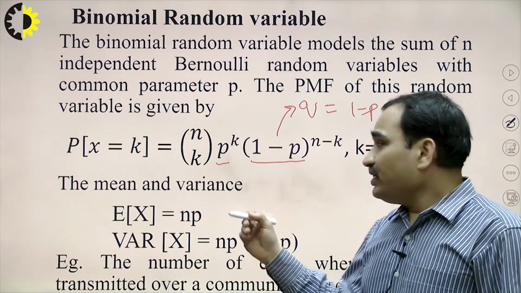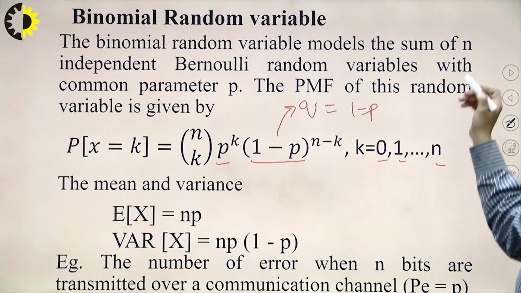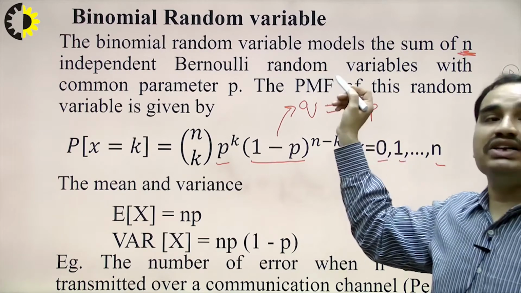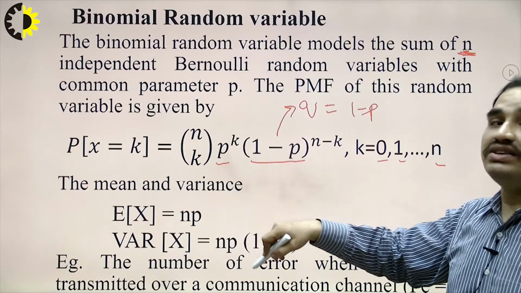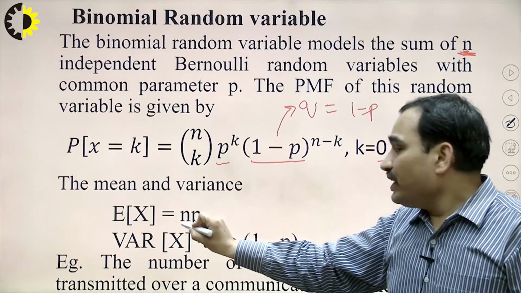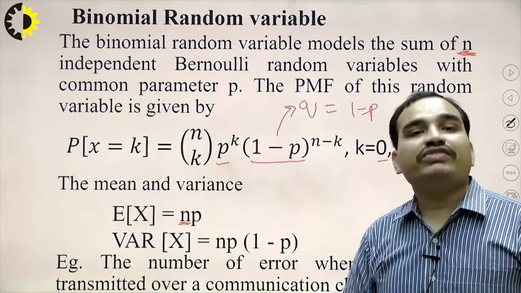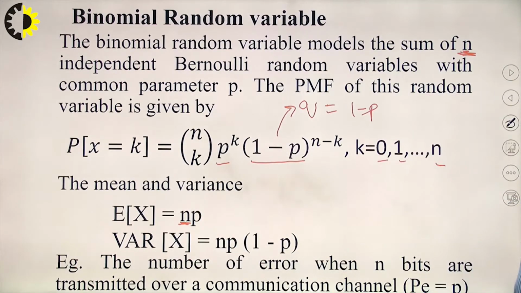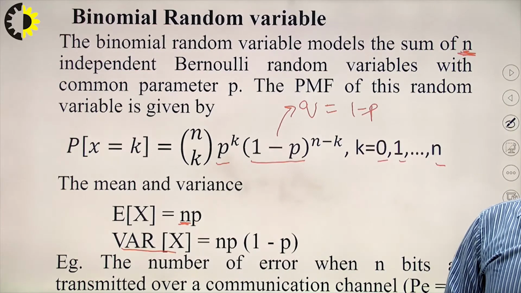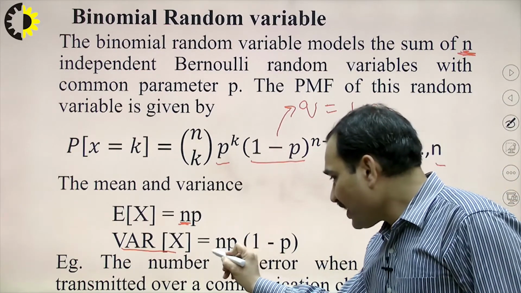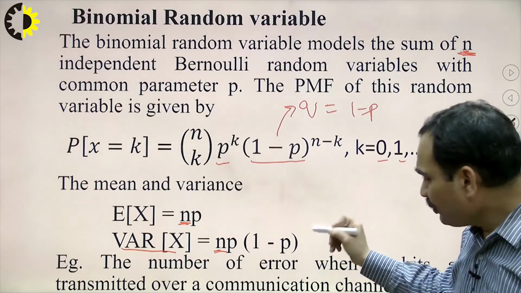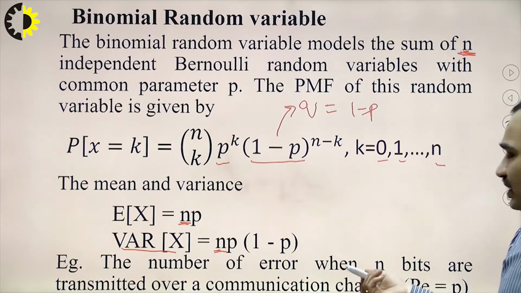So the mean and the variance, because we have considered independent here, concentrate on this keyword, independent Bernoulli random variables. The expected value, that is the mean, is simply multiplied by the factor n. Similarly, the variance of x for the binomial random variable is simply multiplied by the factor n, that is n p times 1 minus p. Again you can prove it or you can use the same, it is up to you.